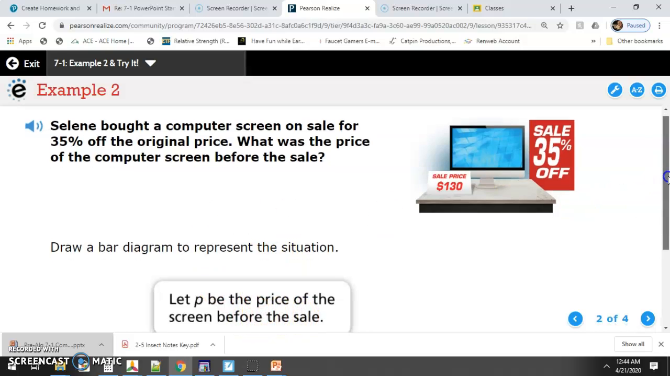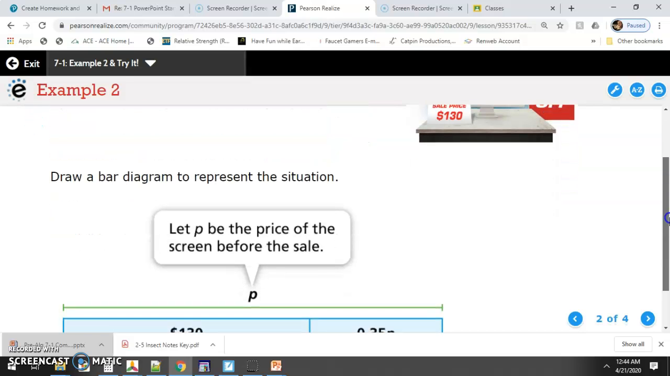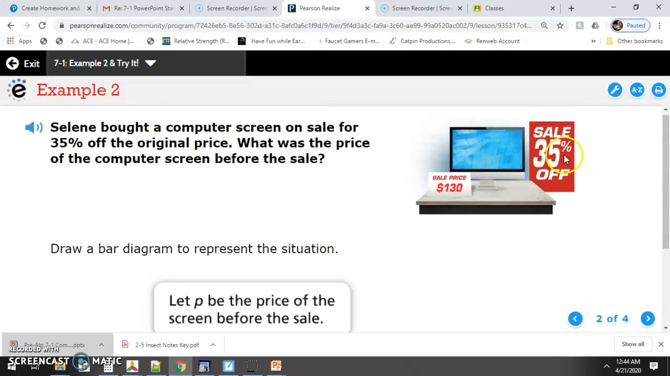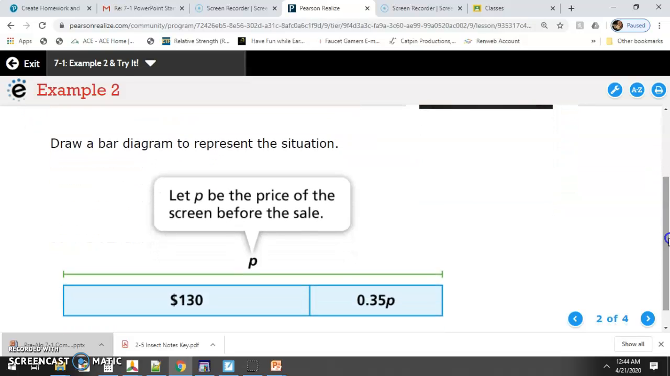Let's consider they're going to do a little bar diagram here. The original price is P, and it is being taken off by 35%. So you're going to write 35% as a decimal, which is 0.35p. Anytime you have a percentage, you want to make it into a decimal. Just remember, you move the decimal point twice to do that. Now we're going to take P, which is the original price.